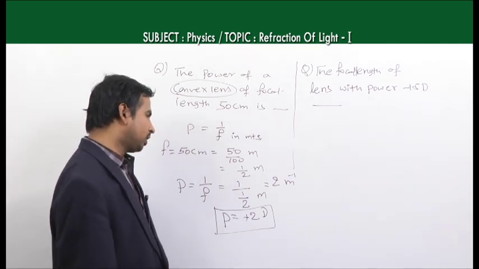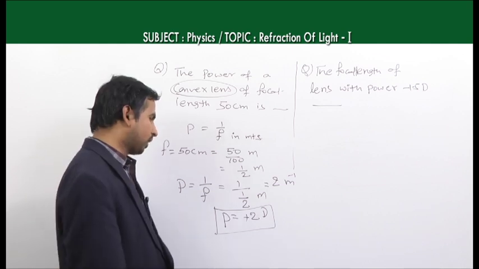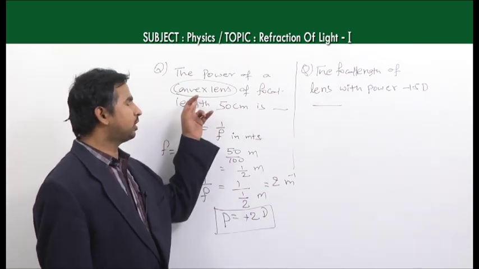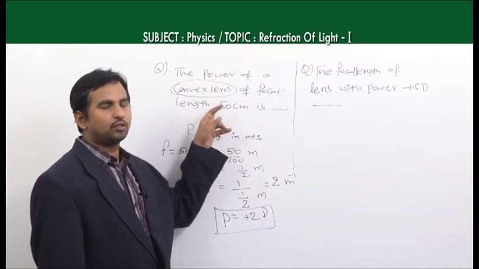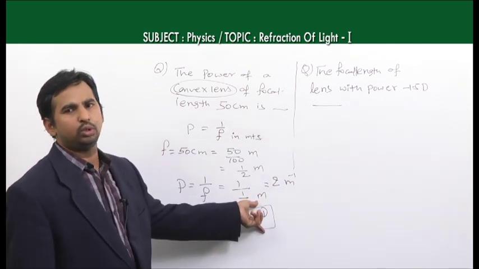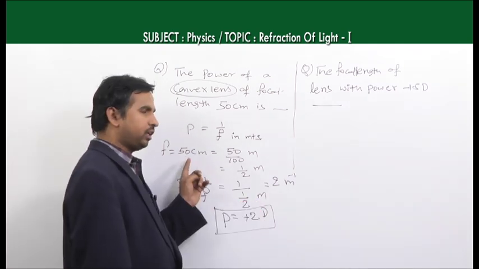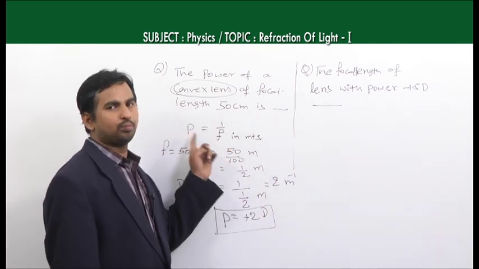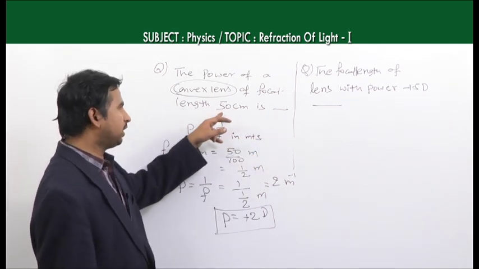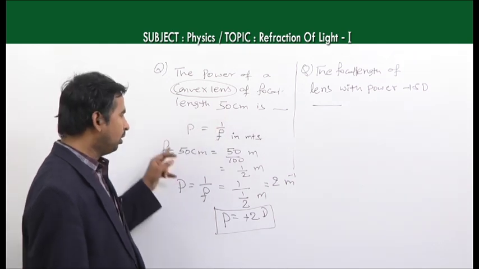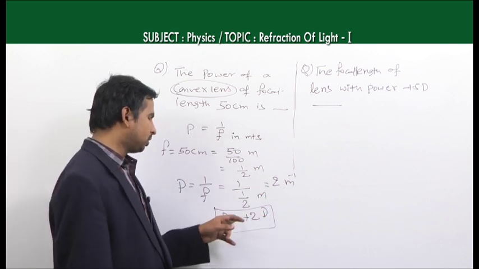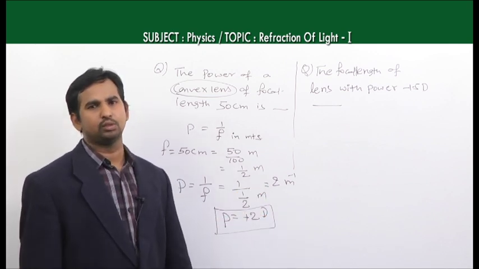So mainly we have to check two things here. One is the sign, which we got as positive, and that represents a convex lens, meaning the focal length is positive. The next is the magnitude, which is 2D. In the power formula we have to take the focal length in meters, so we converted 50 centimeters into 1 by 2 meter, and substituting, we get P is equal to plus 2D.